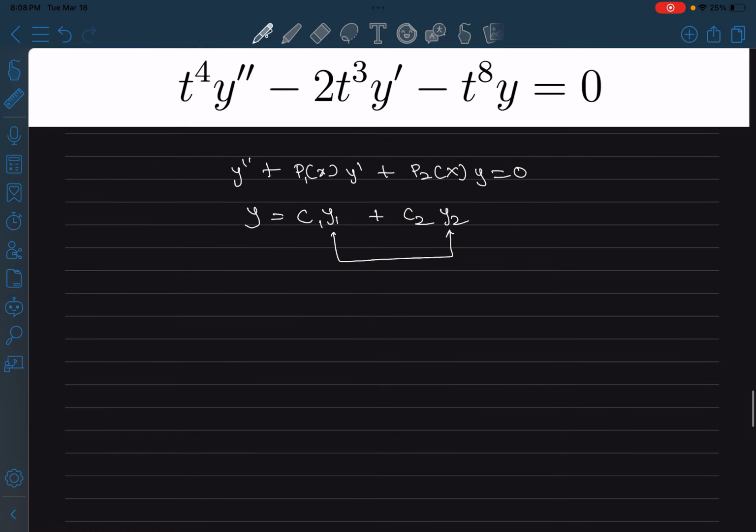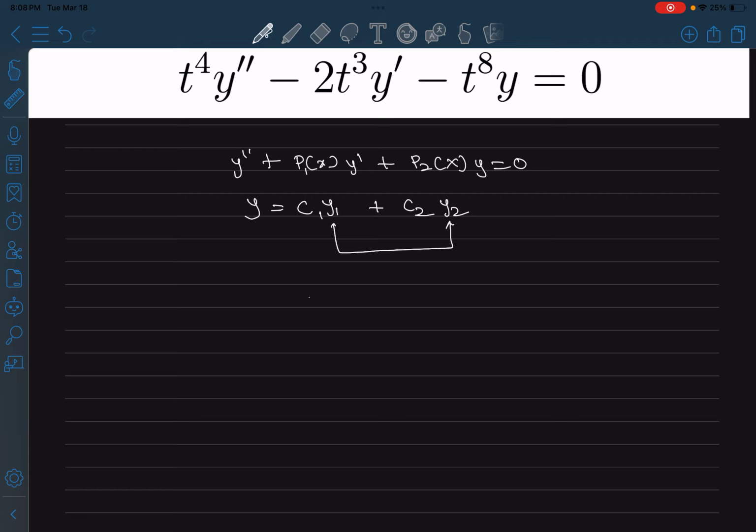Normally, the Wronskian is calculated as the determinant of y1, y2, y1 prime, that is, the derivative of y1, and y2 prime. This determinant is the Wronskian. But we see that to find the Wronskian, we need the solutions in hand, and only then can we do it. So there's an alternative to this.